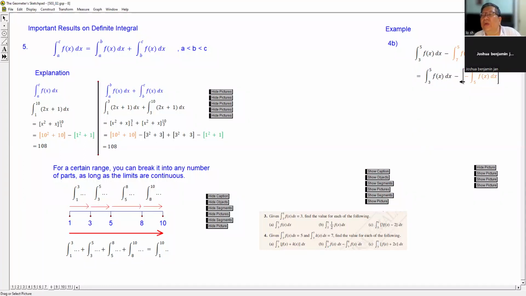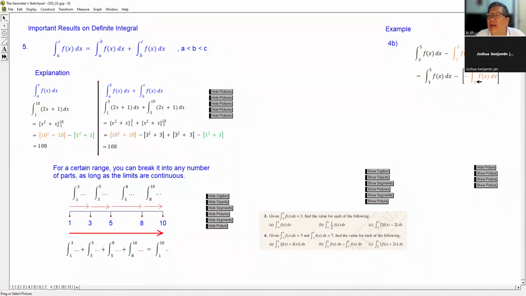You see that the limit here is not continuous. Here is 5, then you jump to 7. To make it continuous, this number here should be 5 and the top number should be 7. Then it will be 3, 5, then 5, 7. Then it's continuous. So I have to change this 7, 5 to 5, 7. When I change it, I have to put a negative sign in front.